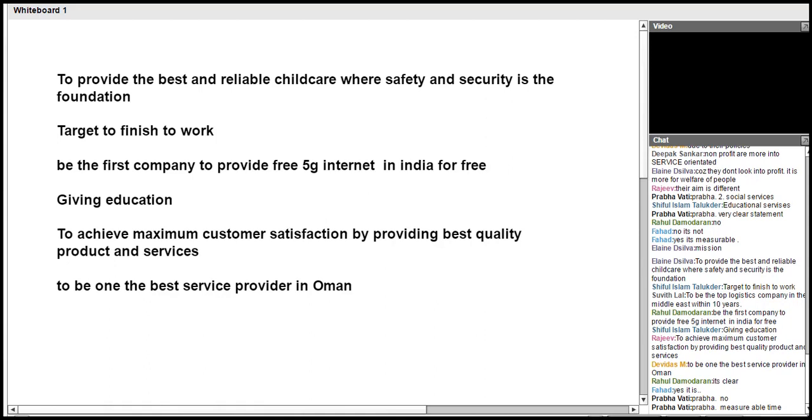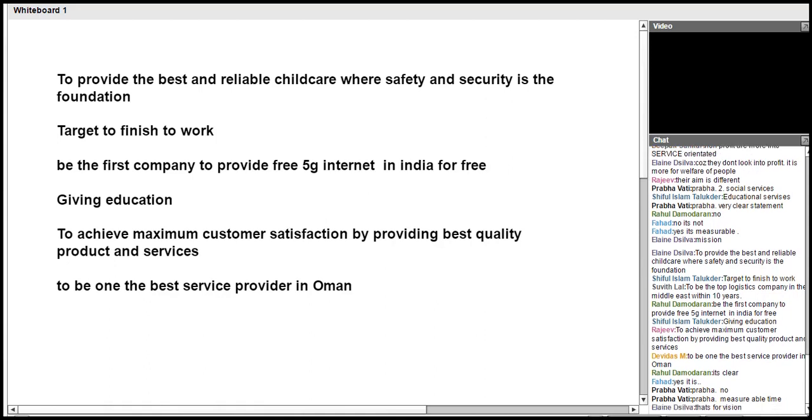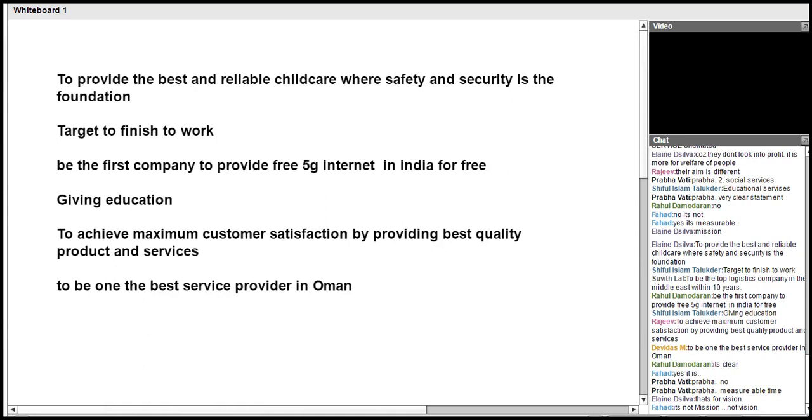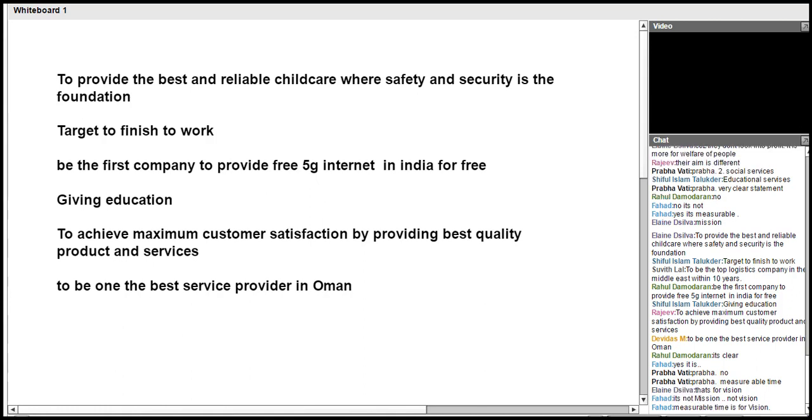Okay, now this is where the confusion is. I'm very happy that you're talking about this. Now we're looking at mission, not vision, and not values. We just want mission. What do you provide to the people? Now, to provide the best and reliable child care where safety and security is the foundation.